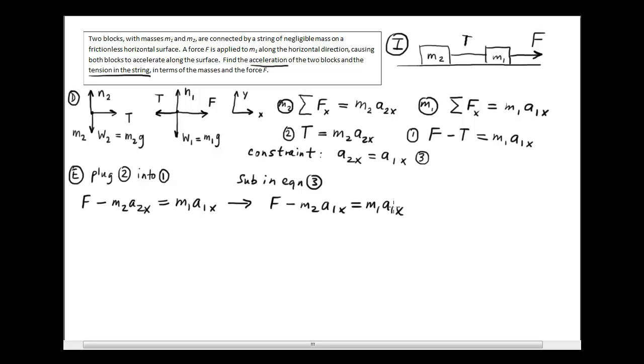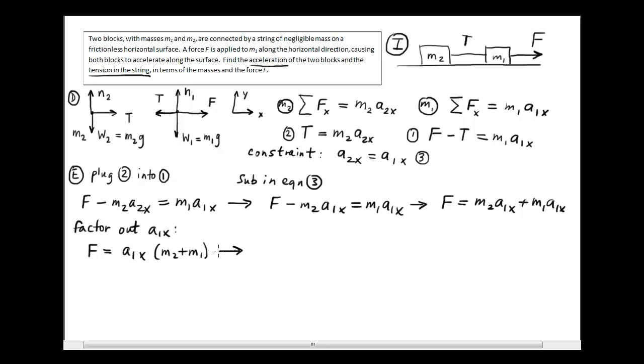Since the term appears twice, I need to get the a1x terms on the same side of the equation. So I'm going to add m2 a1x to both sides. That gives me F equals m2 a1x plus m1 a1x. Now I'm going to factor out the a1x term from this equation. That gives me F equals a1x times (m2 plus m1). And now I can solve for a1x by dividing both sides by the sum of the masses, and I get a1x equals F over (m2 plus m1).